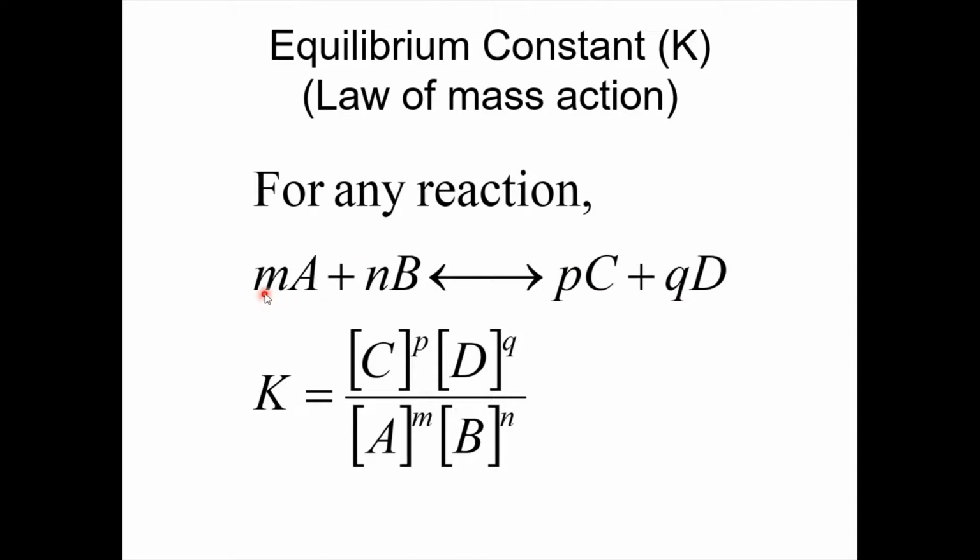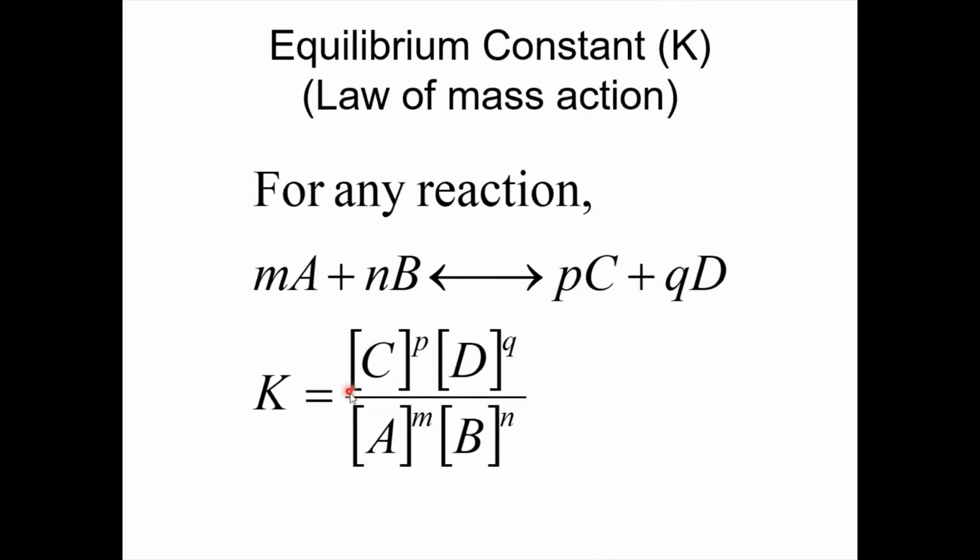These little lowercase letters in front, M, N, P, and Q, those are the coefficients, okay? And the reason I put those up there is because they are part of the equilibrium constant expression. So when you make your equilibrium constant expression, you always start off with K equals. Always K equals. K, big capital K, stands for the equilibrium constant. So my equilibrium constant is equal to, and then you put the concentration of each product in the numerator. So here our products were C and D.